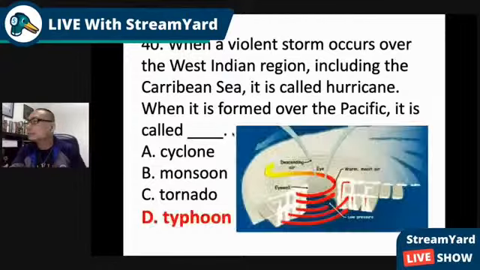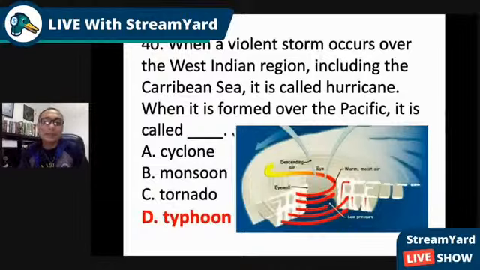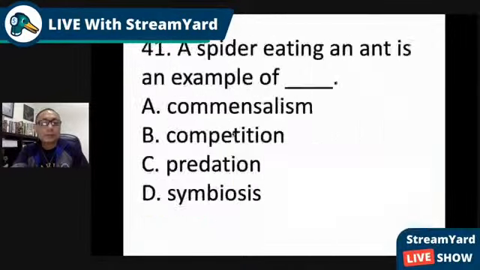I think everybody knows the answer. So typhoon. Typhoon happens in the Pacific. Then hurricane, when we are talking about the West Indian region, like India, Sri Lanka, etc. Then the Caribbean Sea is also hurricane. Well, sometimes they call it cyclone in the Atlantic. In the US, they call it cyclone sometimes. Now, let's go to number 41.